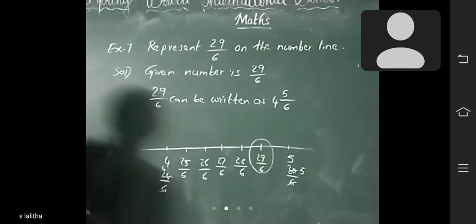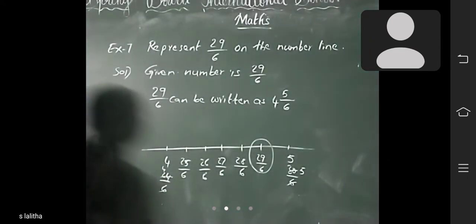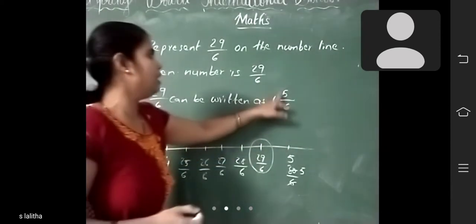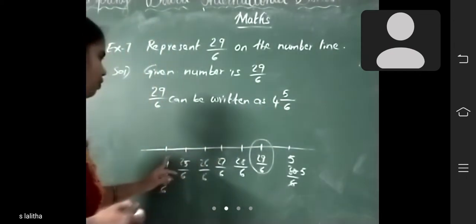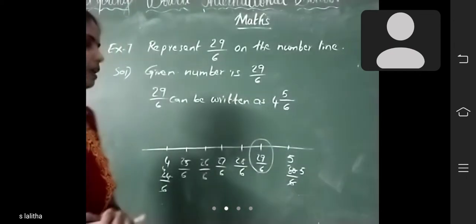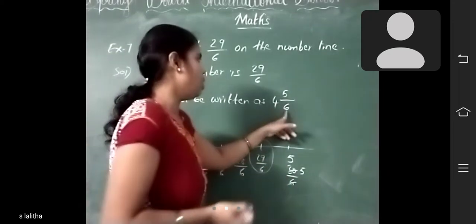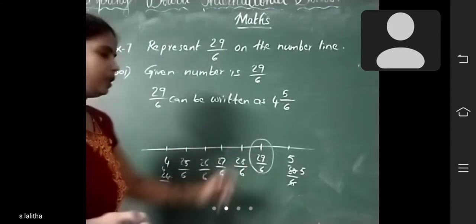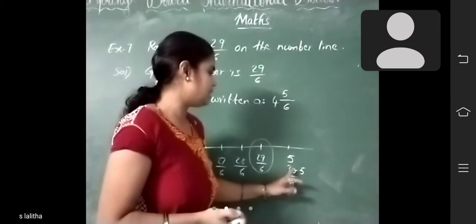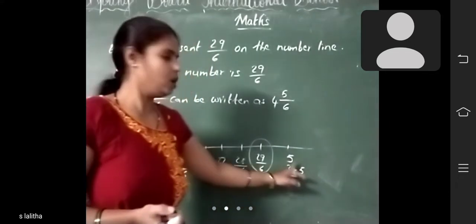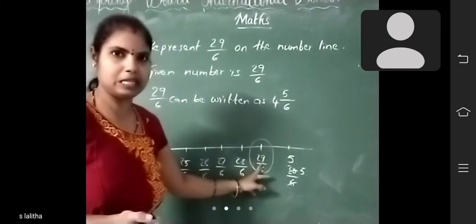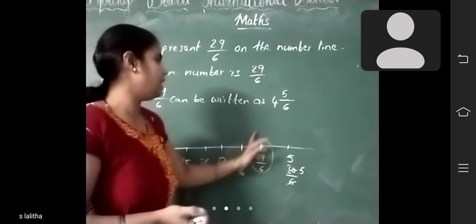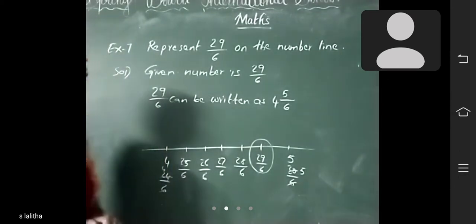Did you understand how to represent 29 by 6 on the number line? You should first convert into a mixed fraction. So the whole number here is 4, so it lies between 4 and 5. Next, the denominator here is 6, so you divide between 4 and 5 into 6 parts. And 5 can be written as 30 by 6, that means 5 times. So here 30 by 6, then 29 by 6, then 28 by 6, like that decreasing the numerator. So where 29 by 6 is, you can represent. Okay, ma'am? Come on, write.